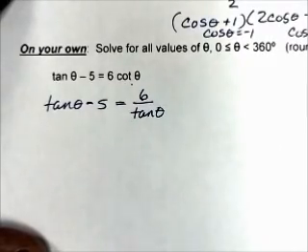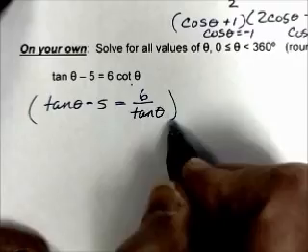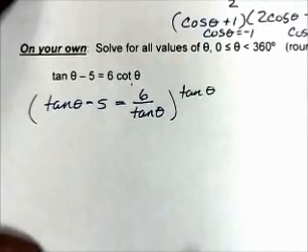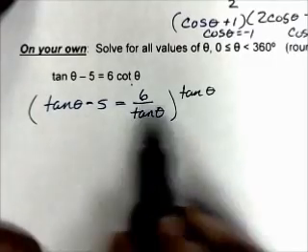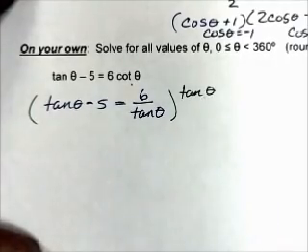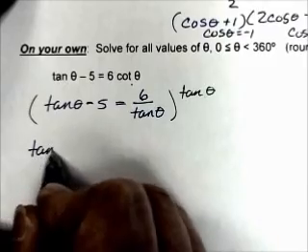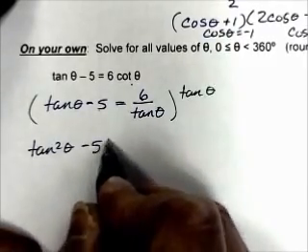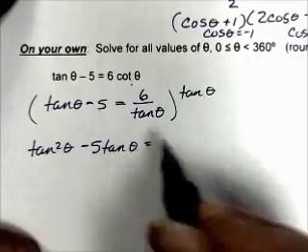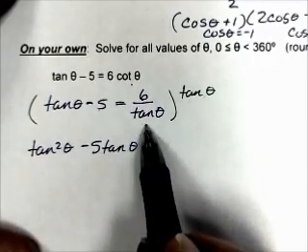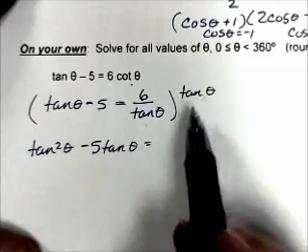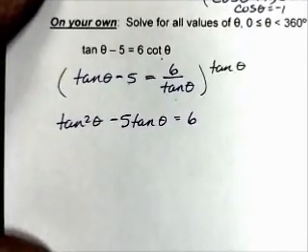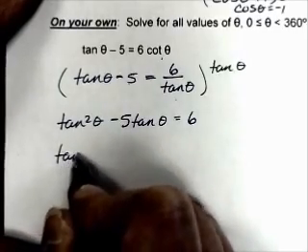Now, we're going to multiply every single term by tangent theta. So we're multiplying the entire equation by tangent theta. So tangent theta times tangent theta is tangent squared theta. Negative 5 times tangent theta is negative 5 tangent theta. And 6 over tangent theta times tangent theta over 1. The tangent thetas divide out, and that's 6. Put it in standard form. Subtract 6.